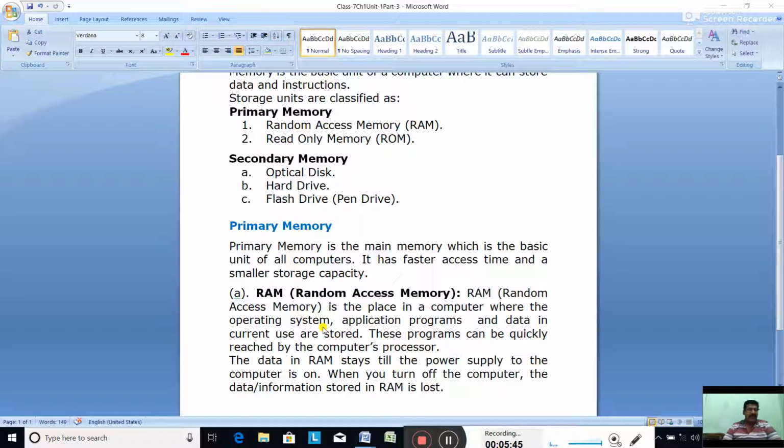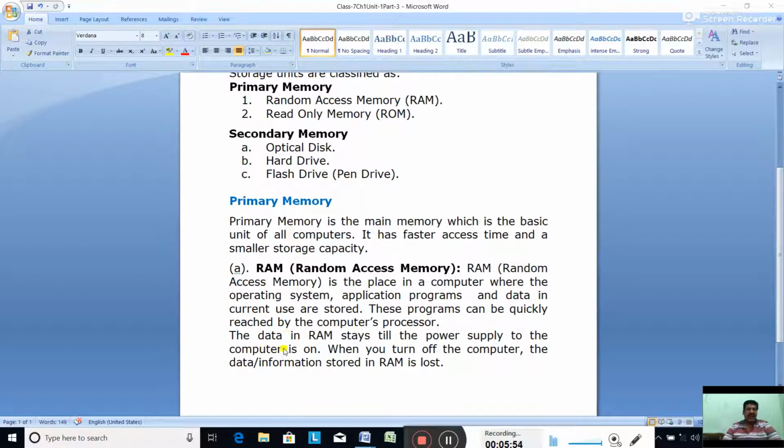If you compare it with the other storage devices like hard disk, floppy disk and CD-ROM, there is one thing: the data in RAM stays till the power supply to the computer is on. Till the power supply is on, the data remains there in the RAM. When you turn off the computer, the data or information stored in RAM is lost. So remember this thing. That's why RAM is called volatile memory.